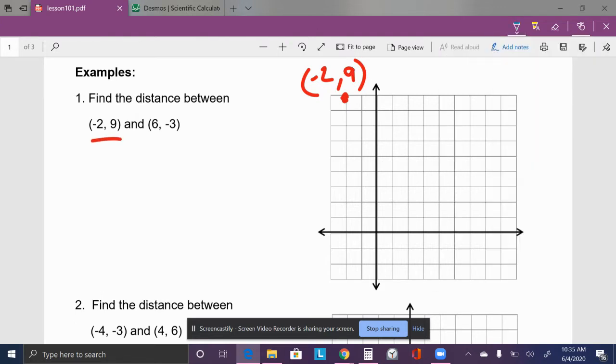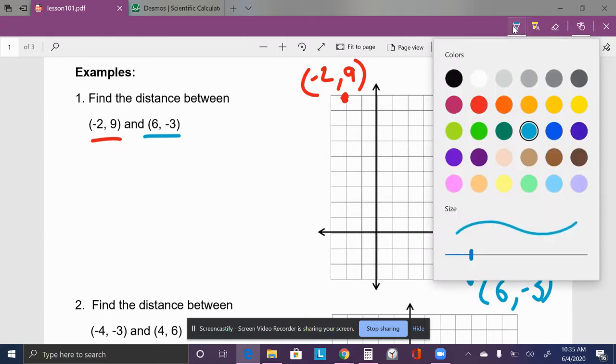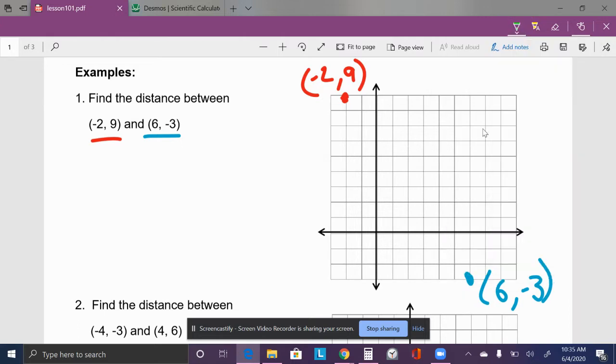Now to graph the other point, (6, -3), you go right 6, down 3. So it's right here. All right, so we want to find this distance that connects those points. It's going to be hard to draw a straight line. I'm going to do my best. It's not bad. All right.